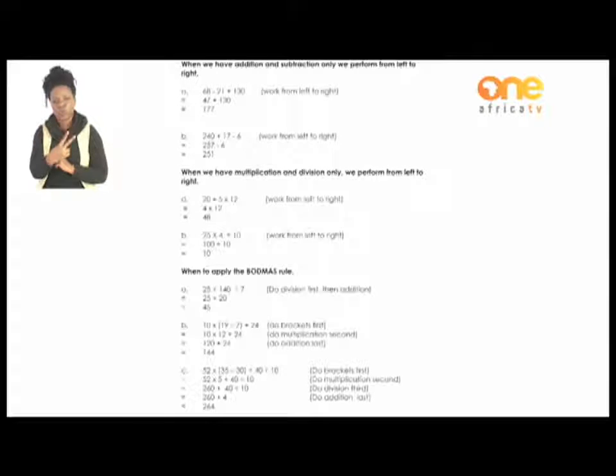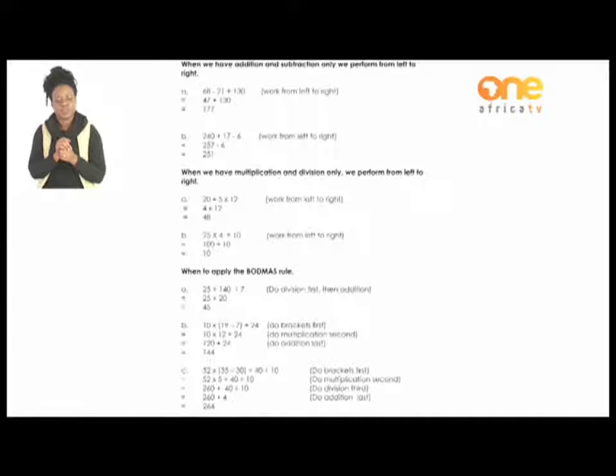Let's try when we have a multiplication and a division only. Remember again, BODMAS works from left to right. Multiplication and division is also like brother and sister. The one that comes first, that one we do first. Chanel, are we together? Yes, Chanel is together. So let's try. 20 divided by 5 times 12.